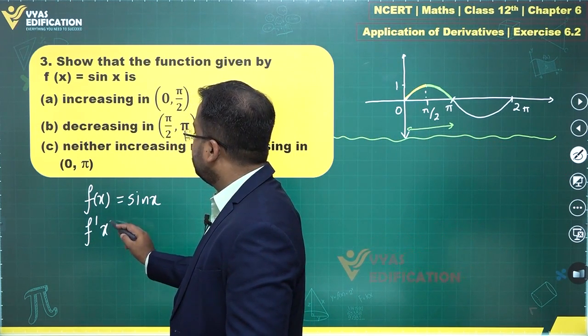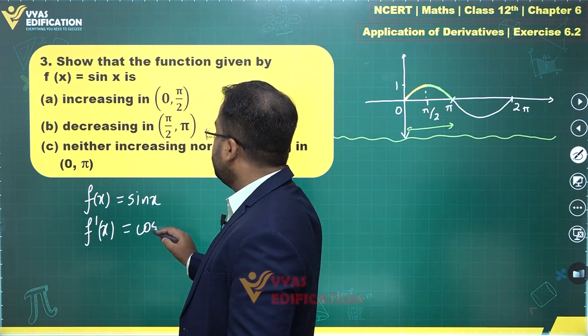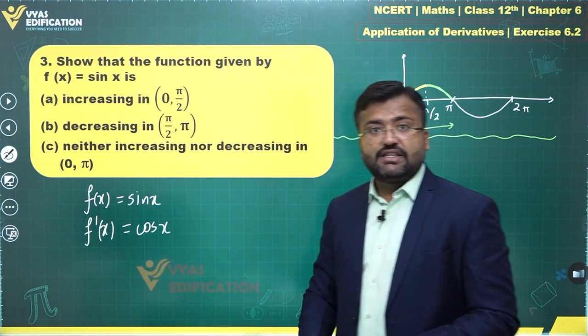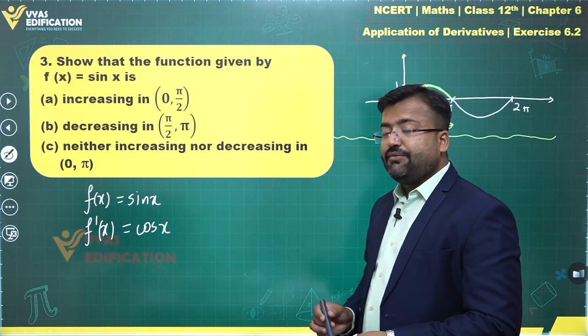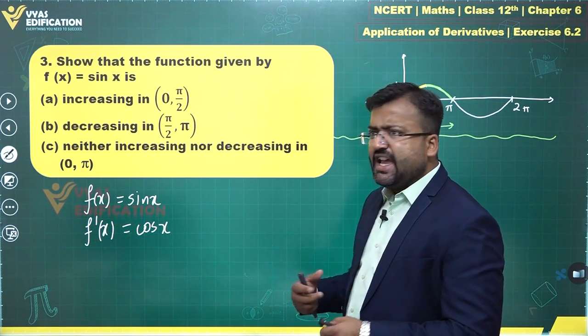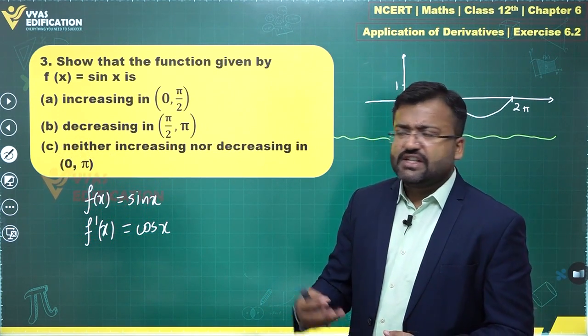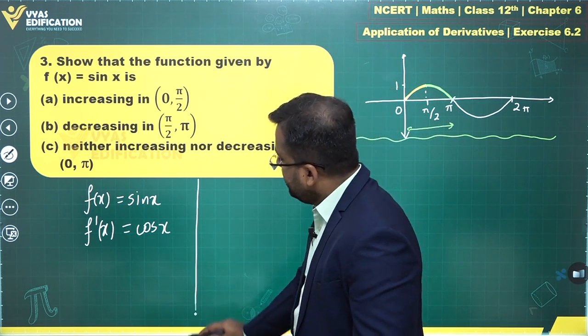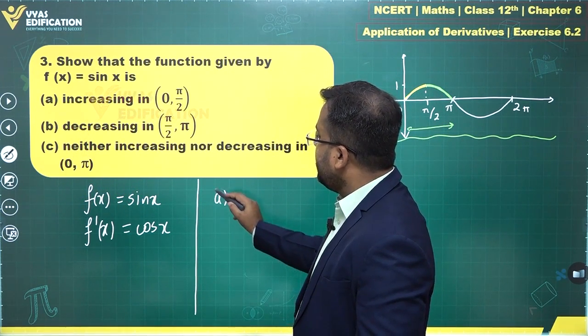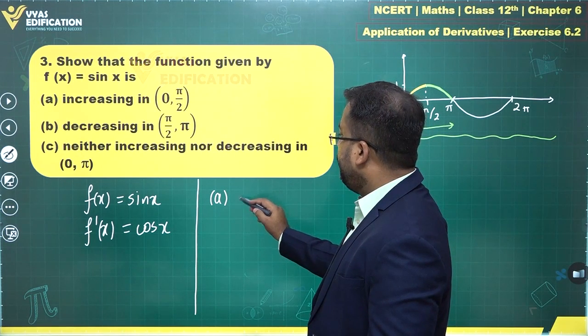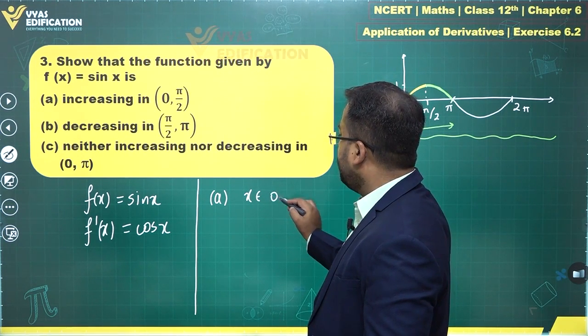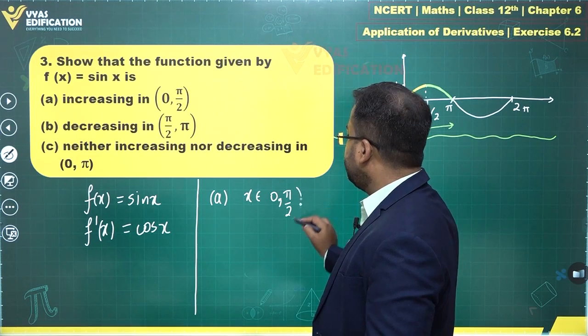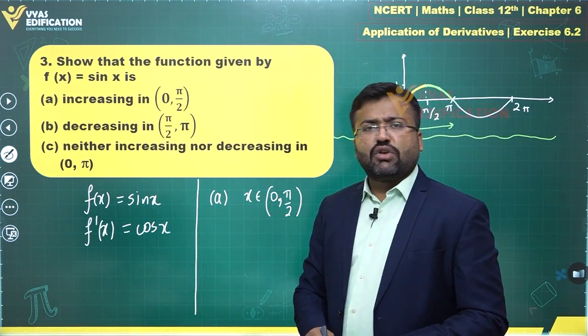F prime x is equal to cos x. The derivative of sin x is cos x, right? And once you have noted that f prime x, the derivative, is equal to cos x, can you identify the sign of cos x in different intervals? Yes, maybe. For the first part A, what do we have? X belongs to 0 comma pi by 2. In this interval, what will the values of cos x look like?